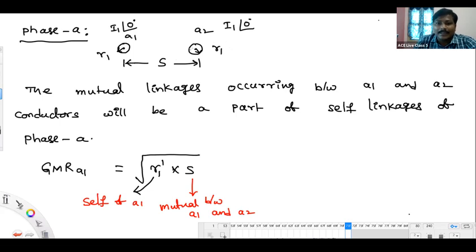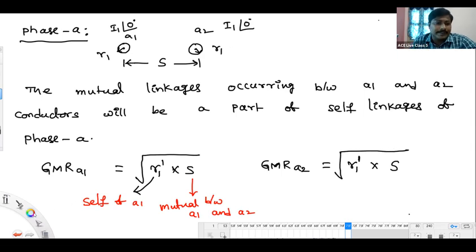Next, GMR of conductor A2. First take self of A2. What is self of A2? R1 dash. Self of A2 is R1 dash. Between A2 and A1, we have a mutual. In how much distance do we have that mutual? That also is to be taken into the self linkages of phase A. So how many terms do you have? 2 terms, and you'll say it is square root. This is self of A2, and this is mutual between A2 and A1.